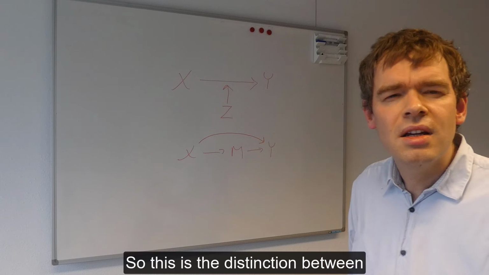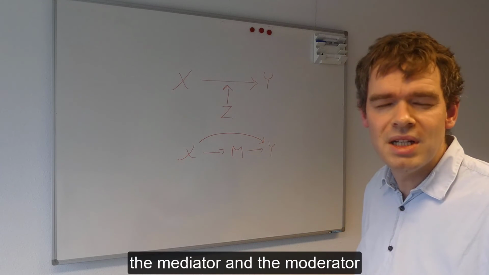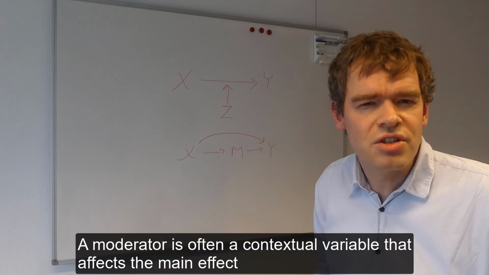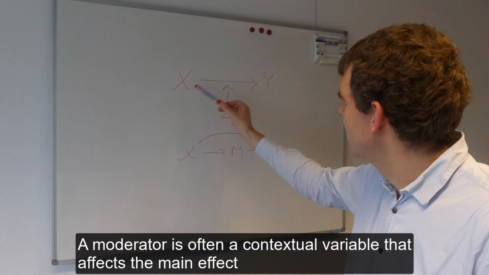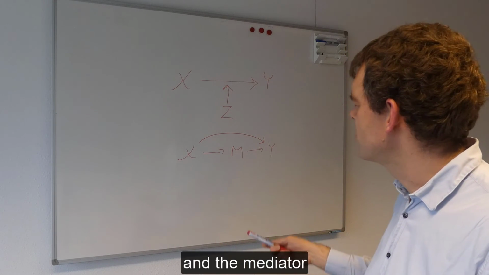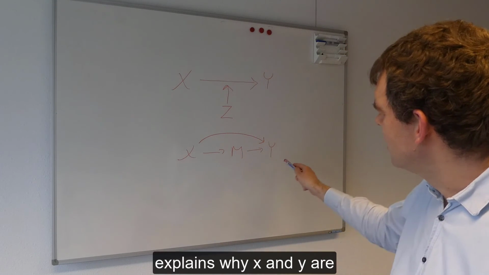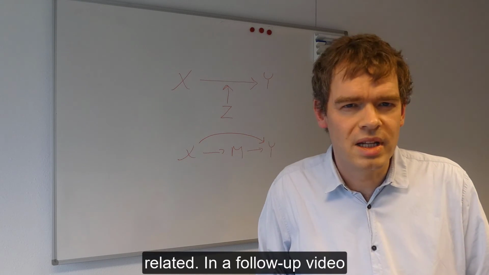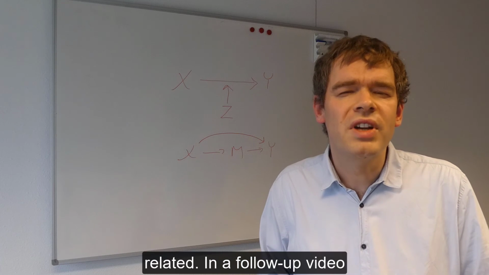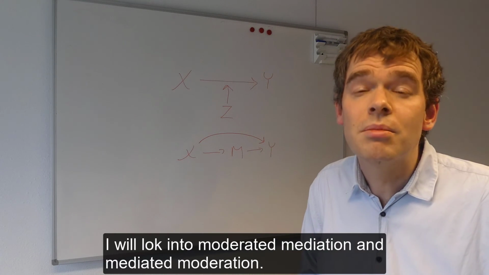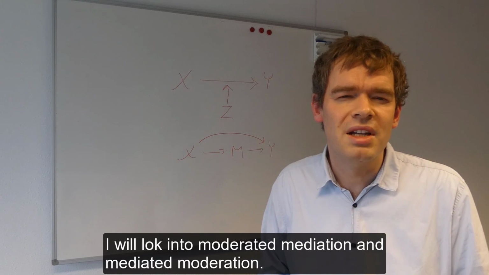So this is the distinction between the mediator and a moderator. A moderator is a variable, often a contextual variable, that affects the relationship, the main effect between two other variables. And the mediator is in between. It explains why x and y are related. In a follow-up video, I'll look into moderated mediation and mediated moderation, two more advanced topics.